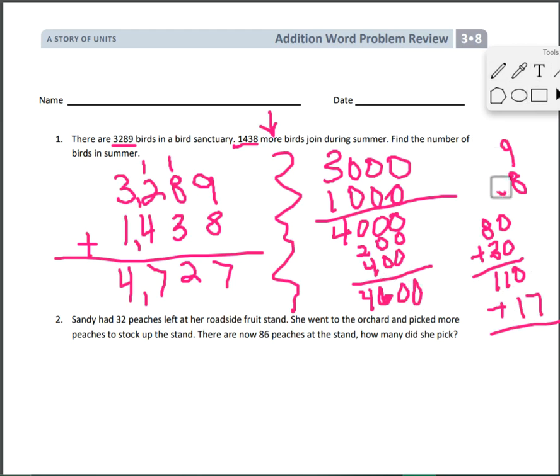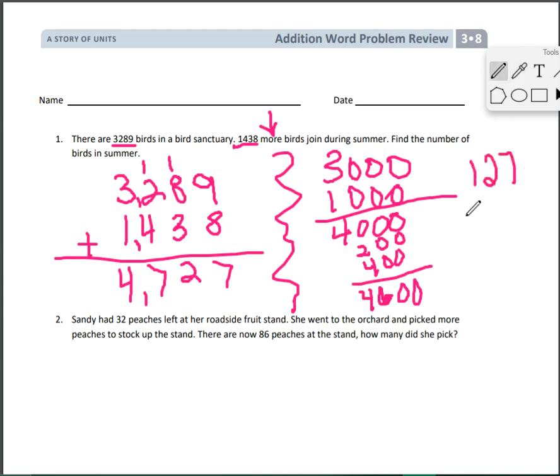I'm going to clear a small space over here and write my 127 because I don't have quite as much room here as I do on our regular whiteboard in class. 127. And then we have 4,600 plus 127, and you have 4,727.